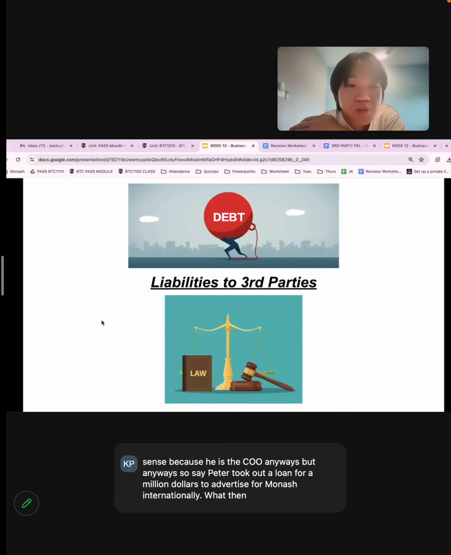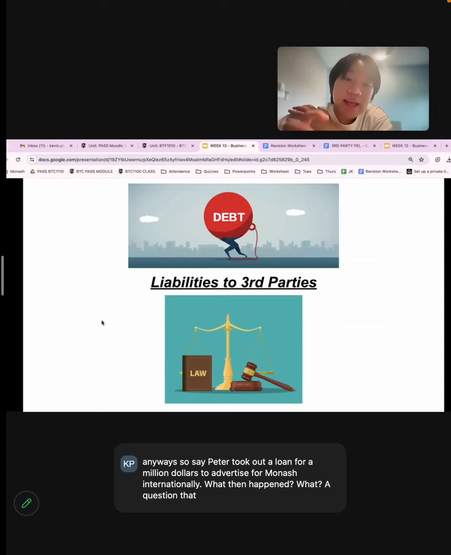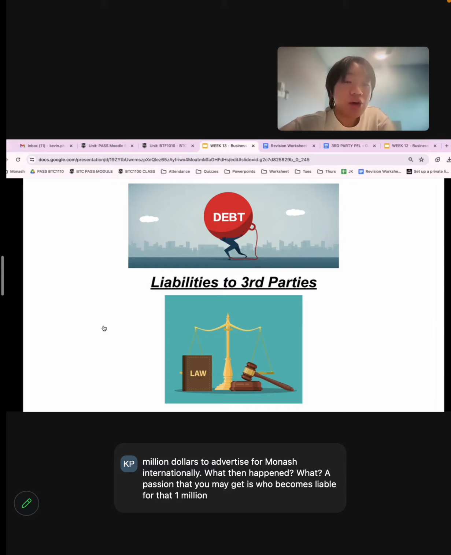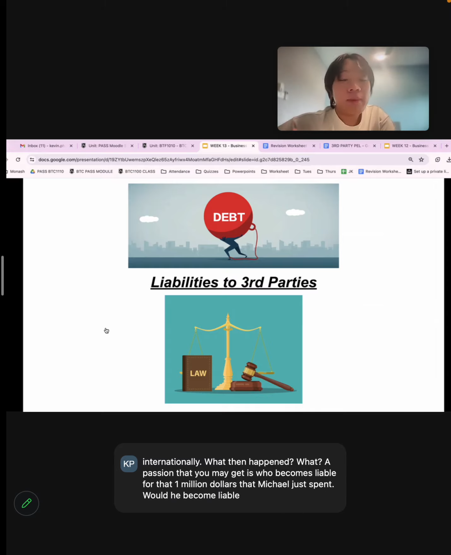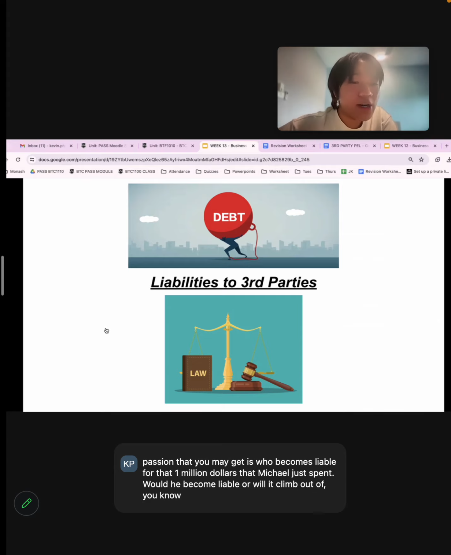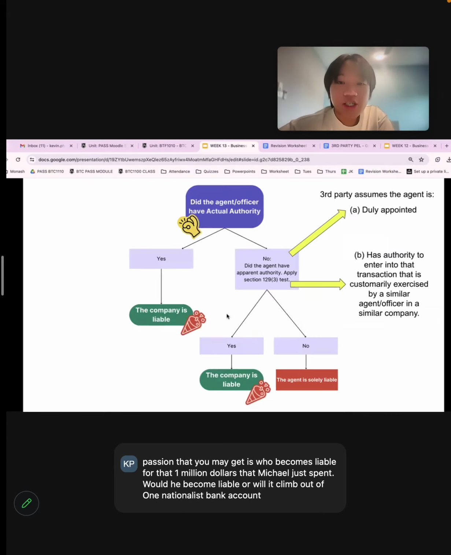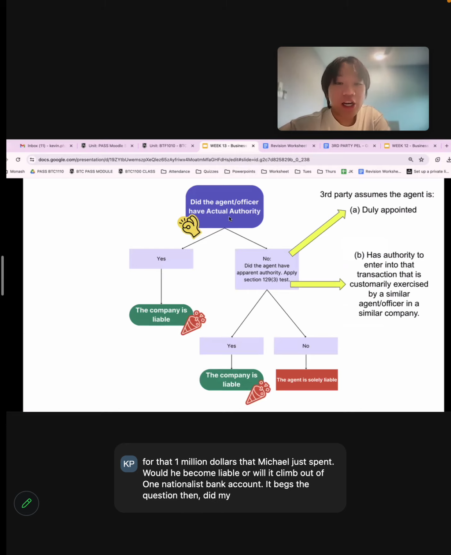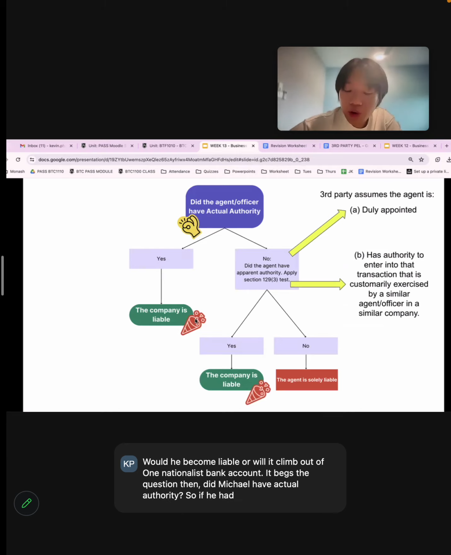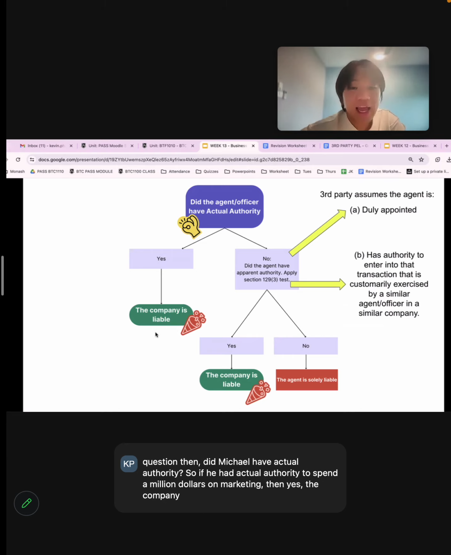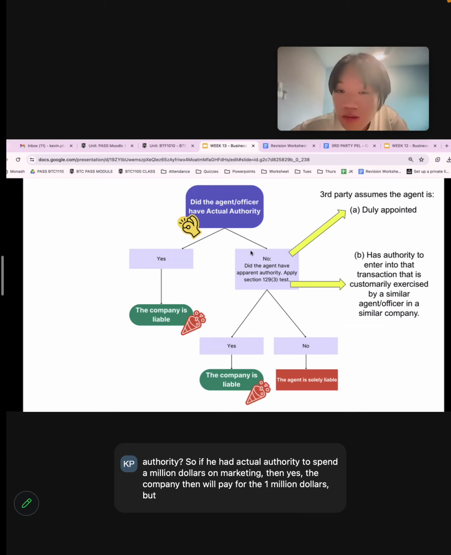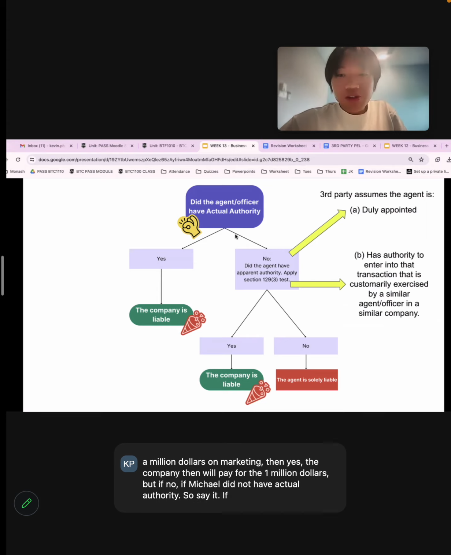What then happened? A question that you may get is who becomes liable for that $1 million that Michael just spent? Would he become liable, or will it come out of Monash's bank account? It begs the question then, did Michael have actual authority? If he had actual authority to spend $1 million on marketing, then yes, the company will pay for the $1 million.